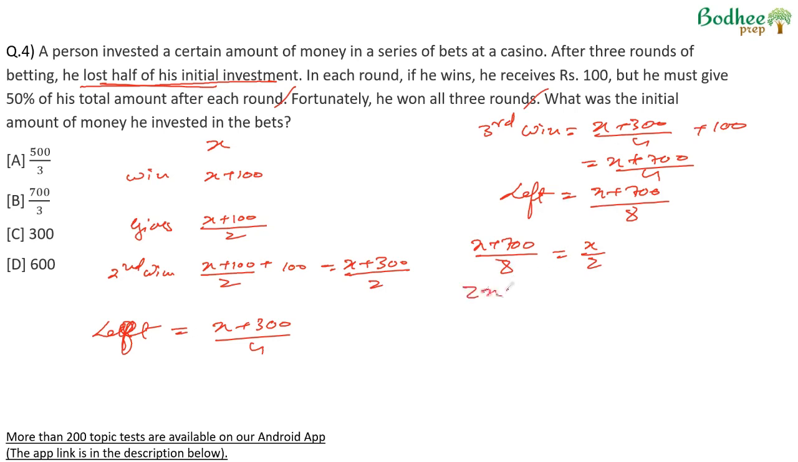If we cross multiply, 2X plus 1400 is equal to 8X, which means 6X is equal to 1400, or the initial investment is 1400 by 6, which is 700 by 3. That becomes the answer. Option B.